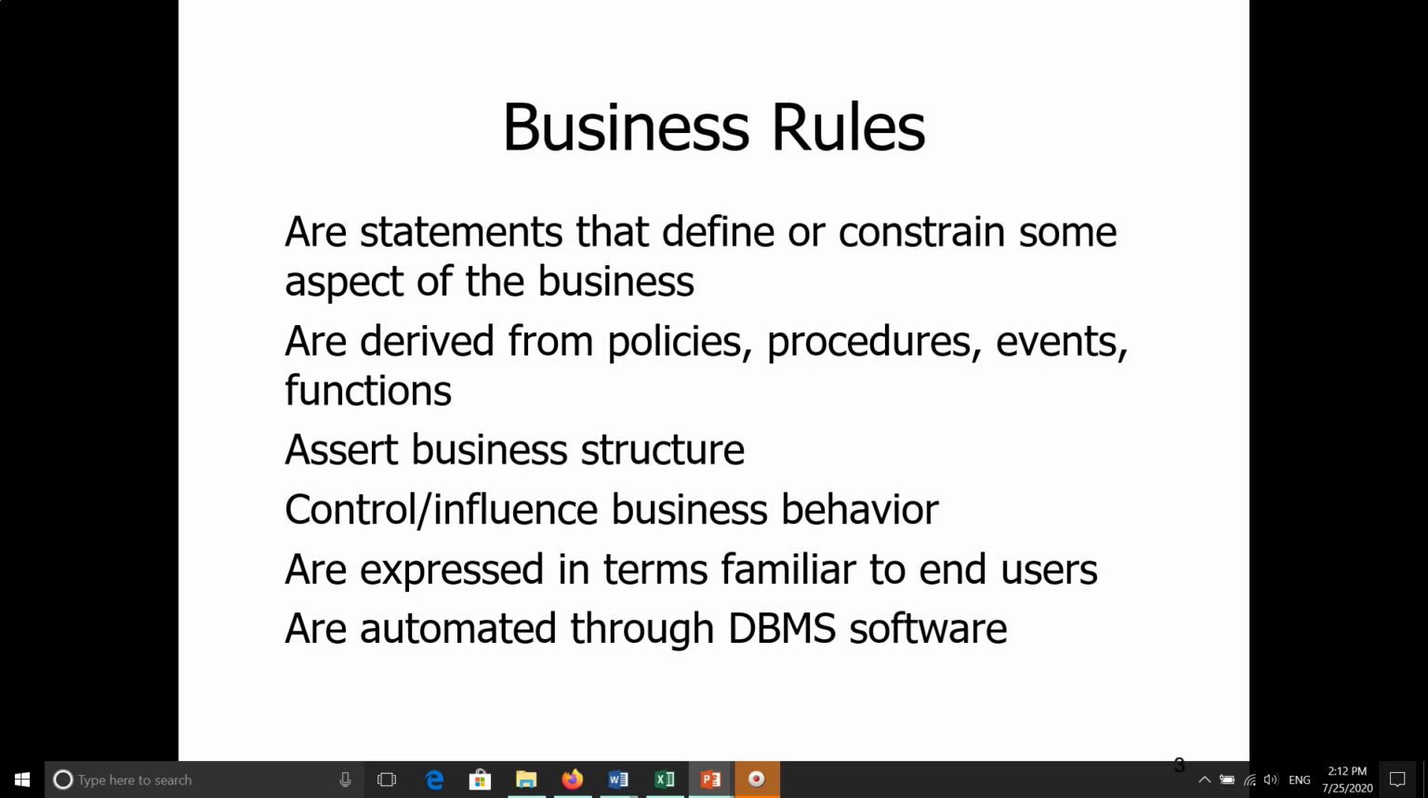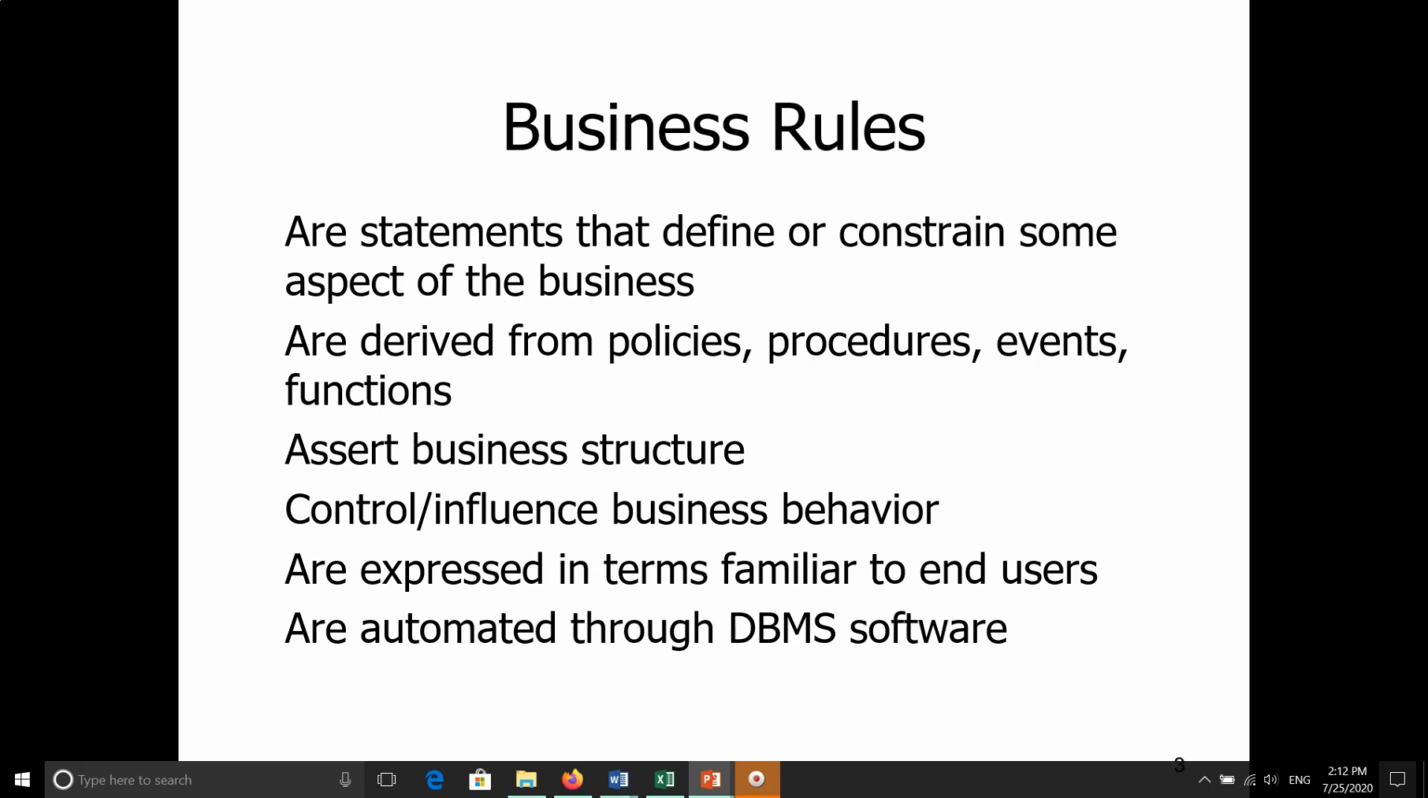And sometimes these business rules can also be programmed in the database so that the business rules can be enforced by the database management system. What is a business rule? Well, a business rule can be a number of things. First, it can be statements that define or constrain some aspects of the business.